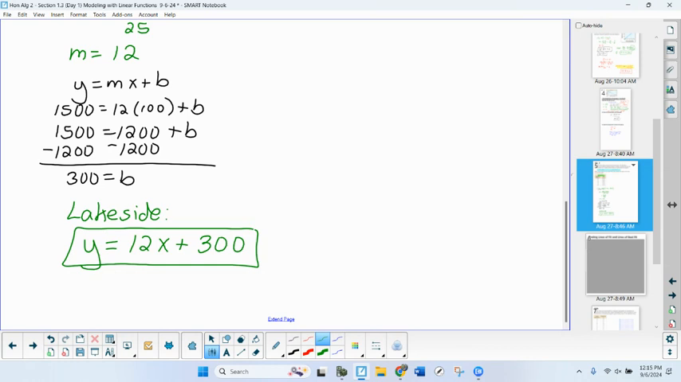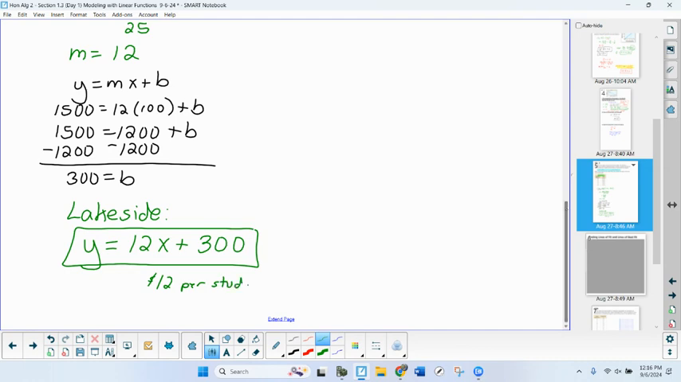So now let's go to the first question. Which venue charges less per student? Well, remember, X is the number of students. How much does Lakeside charge per student? Does not charge 300 per student. Yeah, 300 would be the initial cost, and then they charge what? They charge 12 per student.